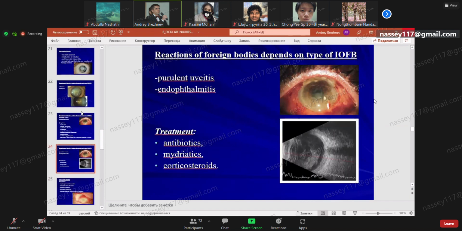Treatment includes broad spectrum antibiotics, in the form of subconjunctival, parabulbar, or even intravitreous injections, and local topical treatment in the form of drops, and systemic antibiotics, mydriatics, to prevent and to decrease the signs of inflammation. We have to dilate the pupil. Corticosteroids, and of course, non-steroidal anti-inflammatory drugs are also rather effective.